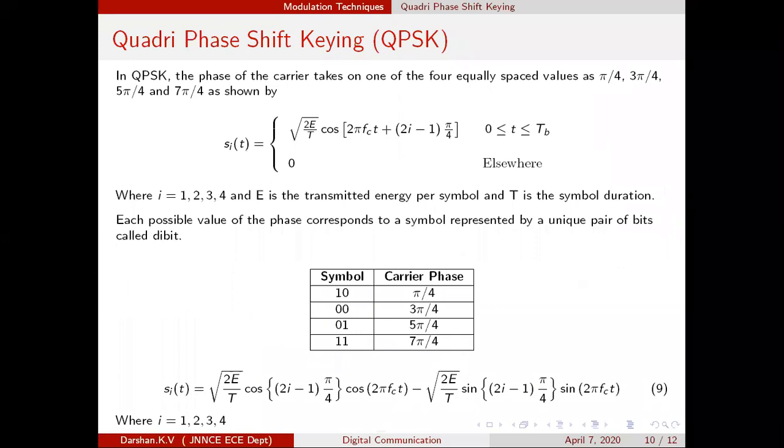Let me revise the class. QPSK is a phase shift keying technique, or phase modulation technique, where you are working with 4 symbols. For each symbol, one waveform is associated. Each waveform differs in phase. The first symbol phase is pi by 4. The second symbol phase is 3 pi by 4. The third is 5 pi by 4. The fourth is 7 pi by 4.